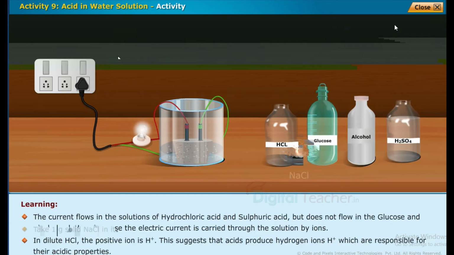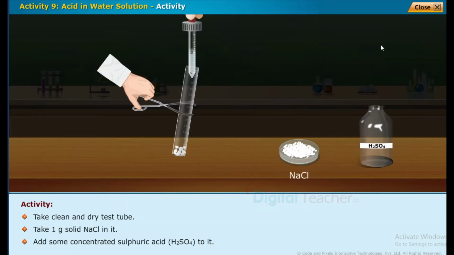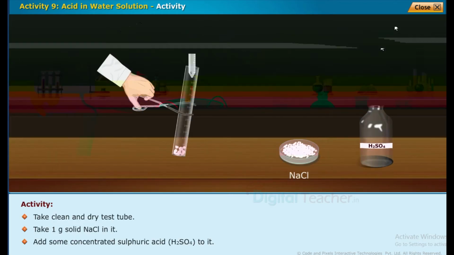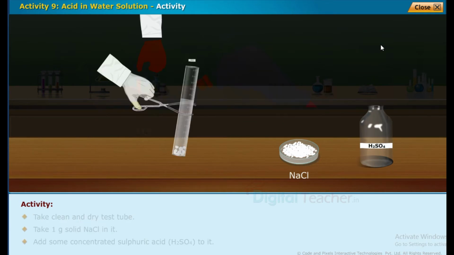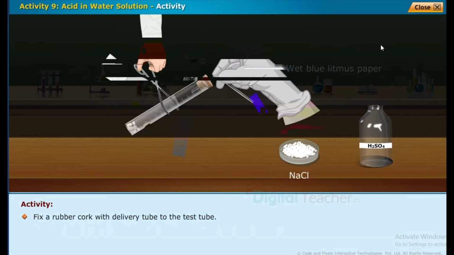Take a dry test tube. Take 1 gram of solid sodium chloride in it. Add some concentrated sulfuric acid, H2SO4, to it. Fix a rubber cork with a delivery tube to the test tube. Test the gas evolved in the test tube with dry and wet blue litmus paper. Observe the changes in the litmus paper.